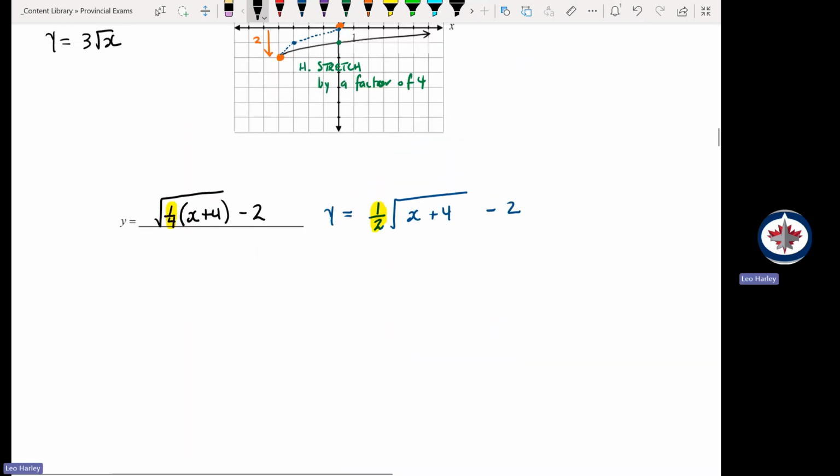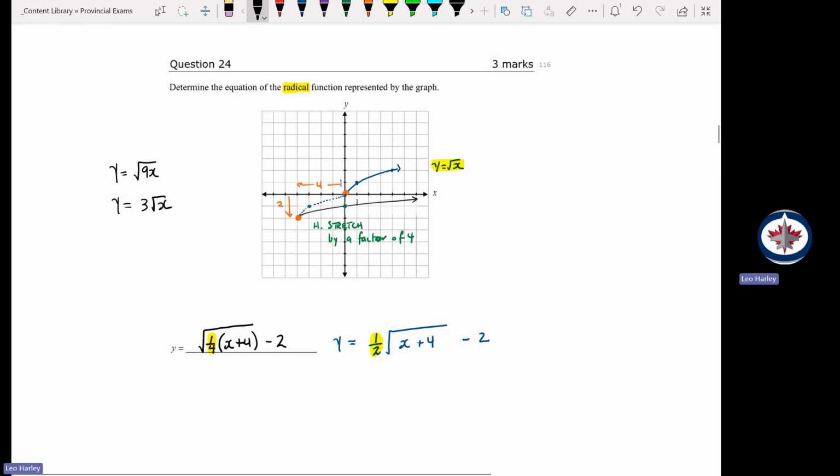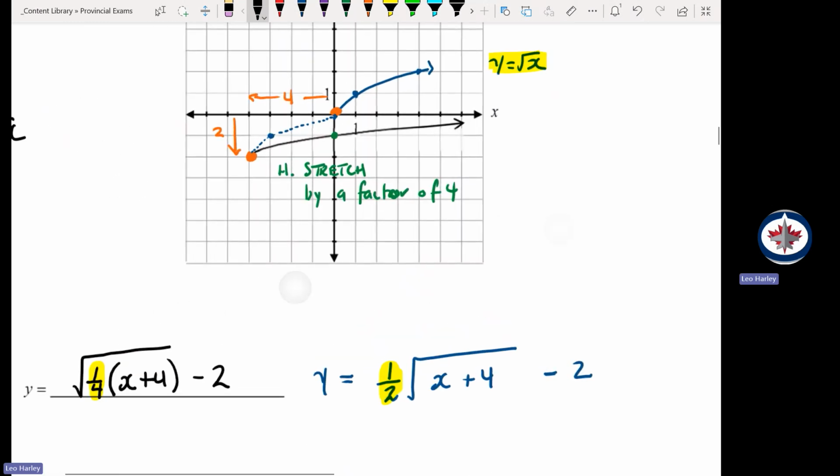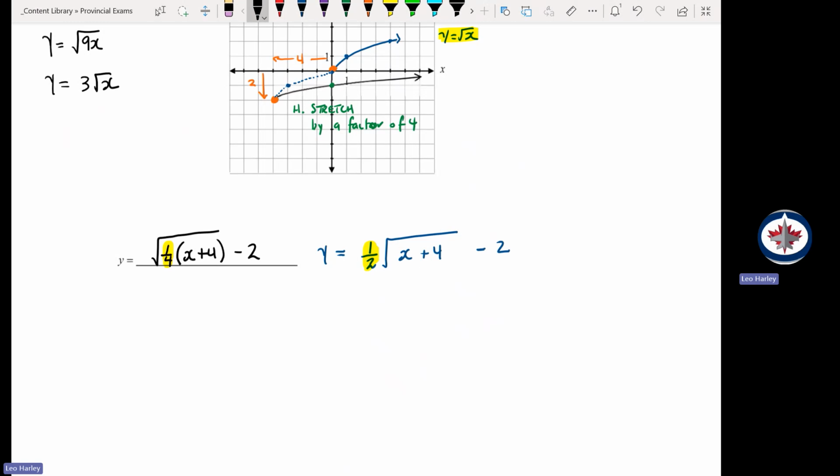Does it ask for the domain? Then I don't think you need to state it. The truth is, you could see the domain from the function. If you wanted to state the domain, where x has to be greater than or equal to minus 4, that's fine, but I don't think you earn any marks for it. And the trouble is if you state the domain and you state it wrong, you could lose marks.